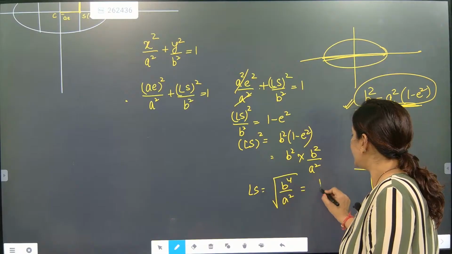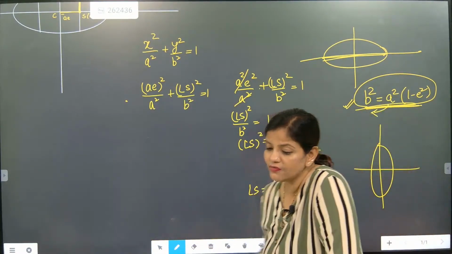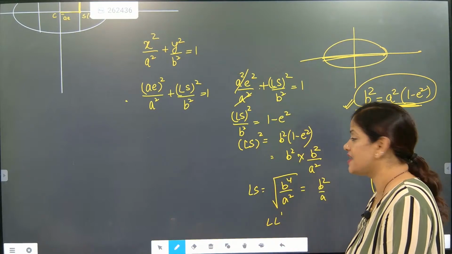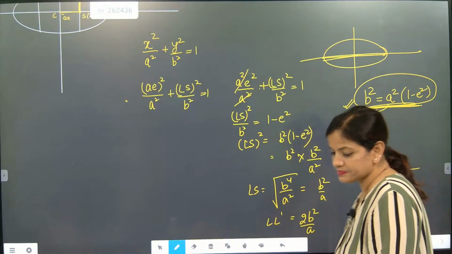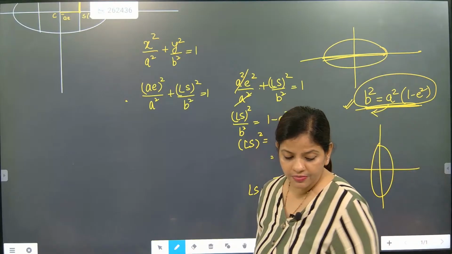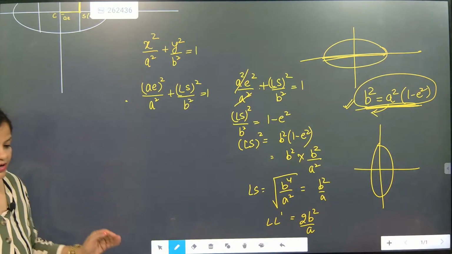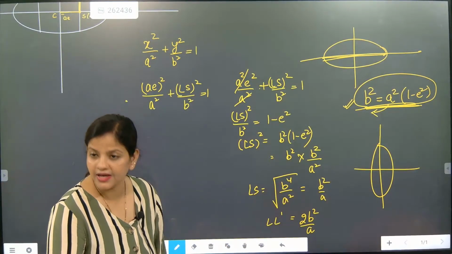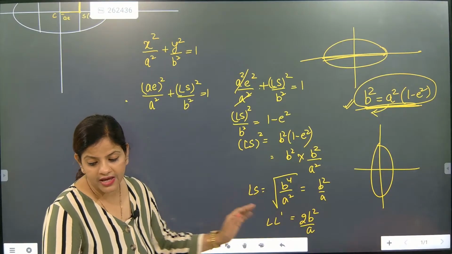So the length of latus rectum is b square by a. But we have to find the total length of latus rectum. So the total length of latus rectum is LL dash. So it will become 2b square by a. Always remember this: LL dash is equal to 2b square by a.